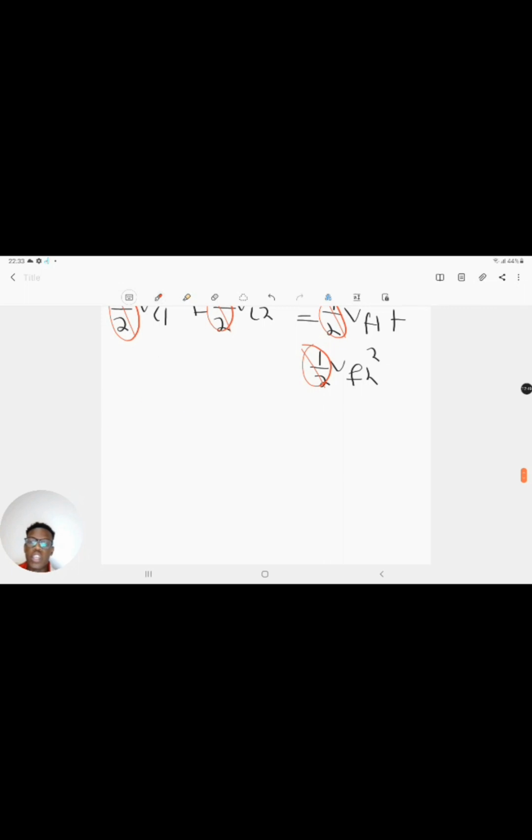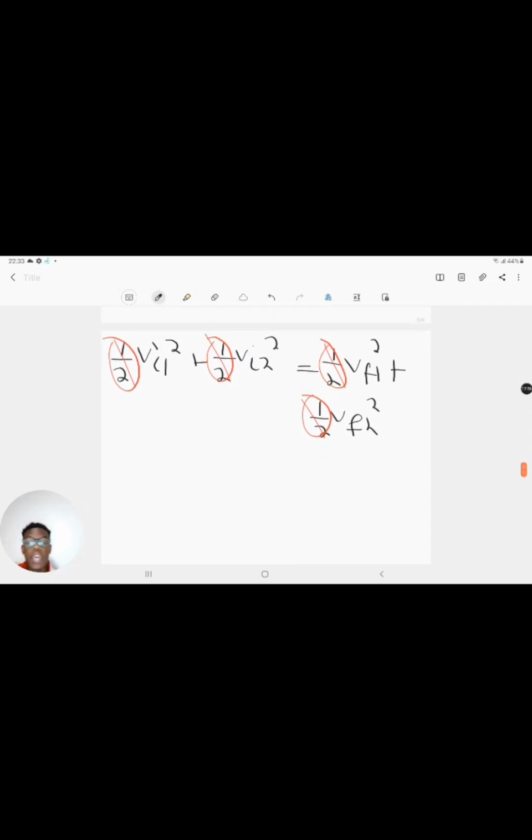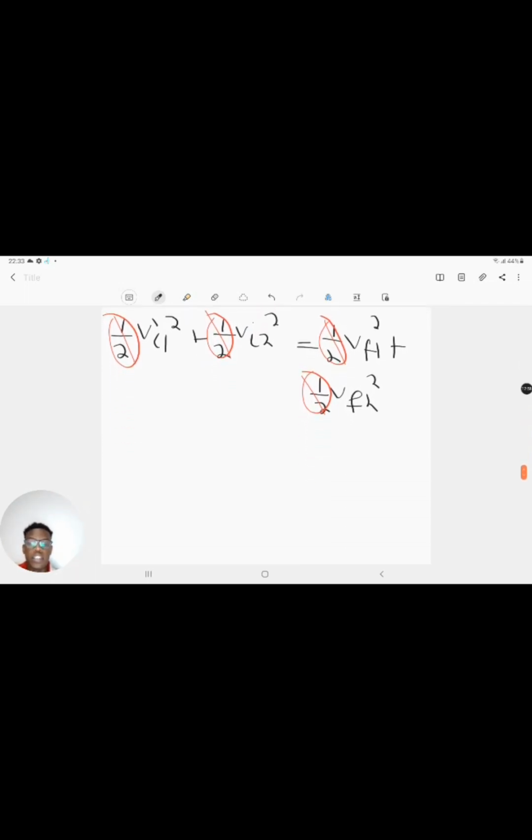So now what I actually have is just this. I just did this so that the equation is easier to work with. If you don't want to do this, you can avoid doing it. It's fine. It's just mathematical, it makes more sense to do it. So vi1 squared plus vi2 squared is equal to vf1 squared plus vf2 squared. Okay, look at how much simpler this equation looks.